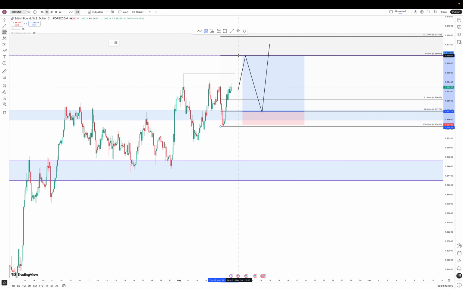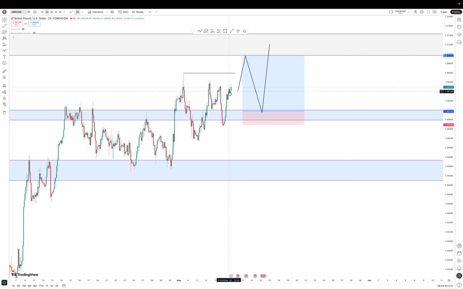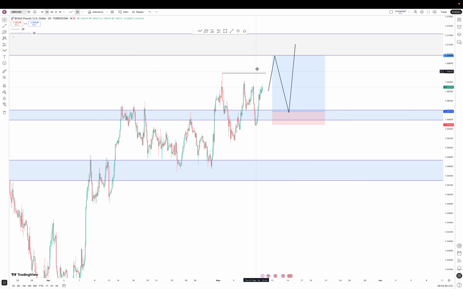So you have to wait. Just sit on your hands and wait. Let the market break above first of all, give a new break of structure. This was the last break of structure we had.